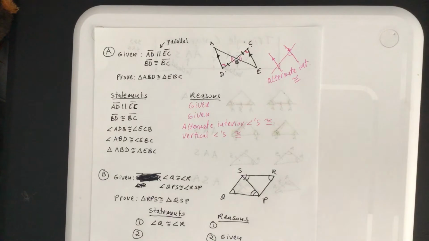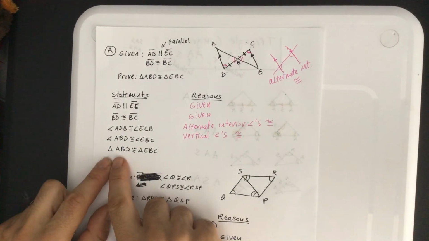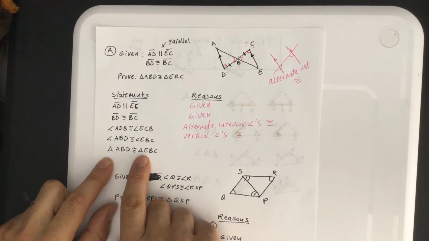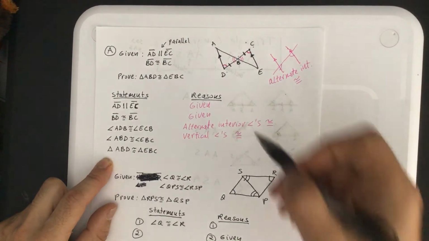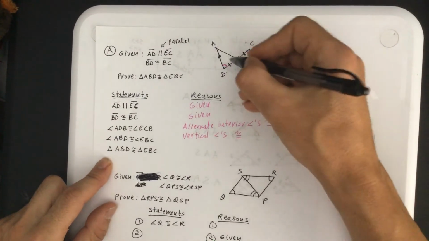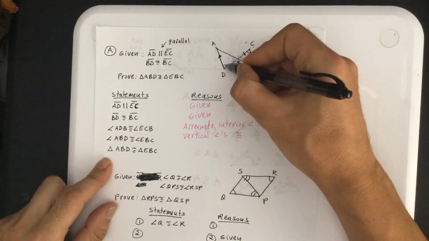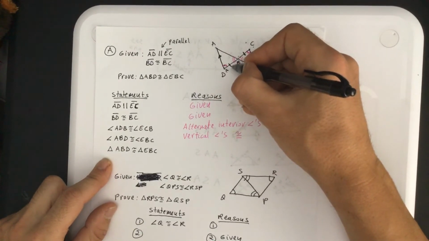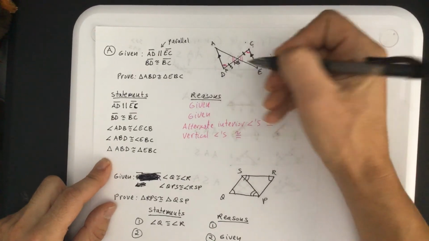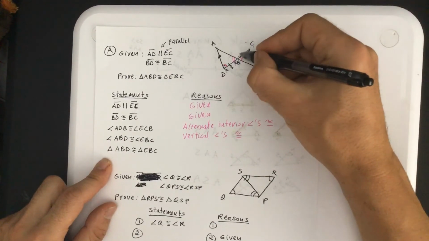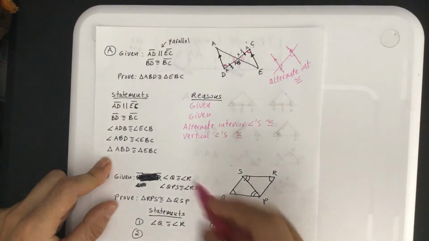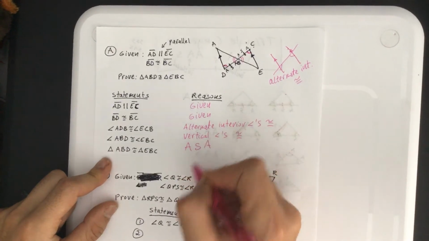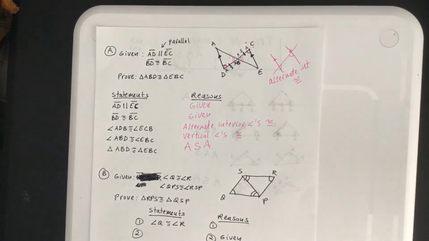Okay? So now, the final one. Triangle ABD is congruent to triangle EBC. Now you have to decide, is this angle side angle, or angle angle side? If you look at one triangle here, we have angle, the side is here, and then the angle is there. The same thing here: angle, side, angle. So the reason is ASA.